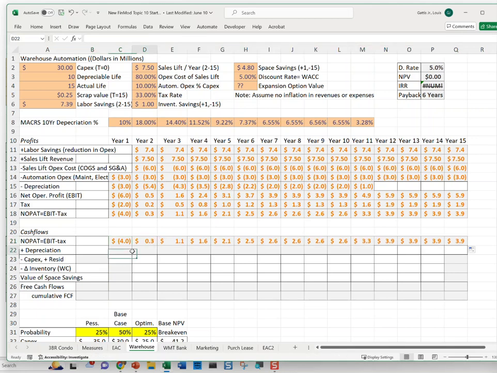I'm going to add back my depreciation. So I actually do have to do a negative sign here to flip this sign over here. So I'm going to add back my depreciation. I'm going to subtract the CapEx. Well, it's going to cost me $30 million today.